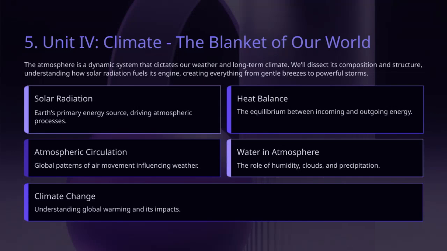Now, let's take a closer look at the role of humidity, clouds, and precipitation. These elements are crucial because they help regulate the Earth's energy balance and influence weather patterns. Humidity refers to the amount of water vapor in the air, which can vary greatly and directly affects cloud formation. When humid air rises and cools, water vapor condenses to form clouds, and eventually this can lead to precipitation: rain, snow, sleet, or hail. These processes are vital for distributing fresh water across the planet and maintaining ecosystems.